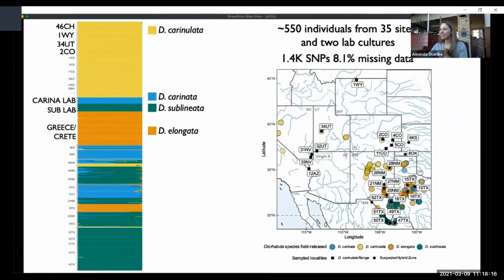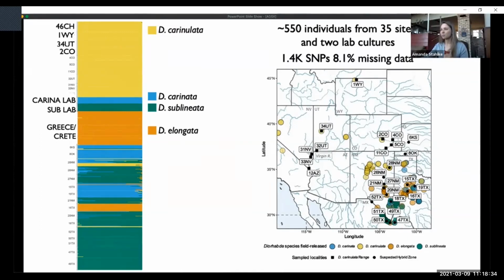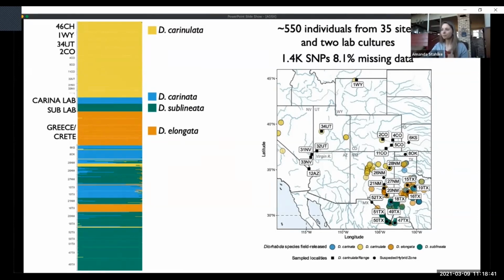And as we travel into this suspected hybrid zone, these sites are oriented north to south. So you can see Kansas and Oklahoma are mostly composed of Carinata. And then we get into lots of hybridization. And finally, at the furthest south points in Big Bend National Park, 47, 49 Texas, those are mostly Sublineata.